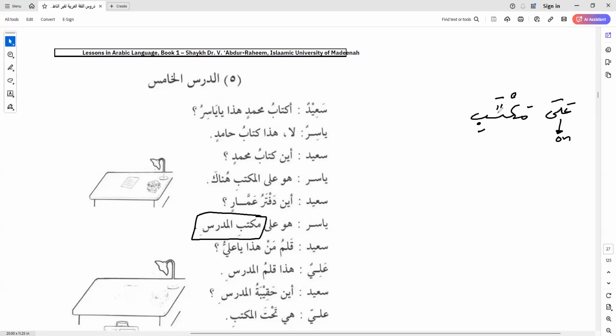Okay, but here you want to say the desk belongs to somebody. In this instance, the desk belongs to the teacher. So the teacher comes al-mudarrisi. Now, pay attention to the single kasra vowel. Why? Because of the alif lam. Maktabil mudarrisi. It is on the teacher's desk. So this time, we want to say the teacher's desk.